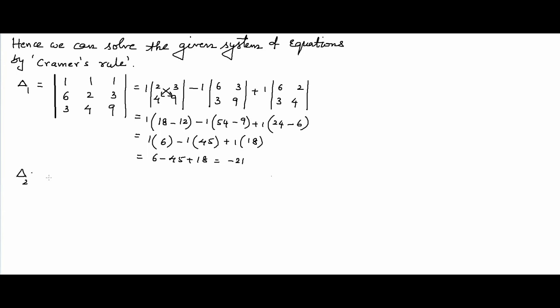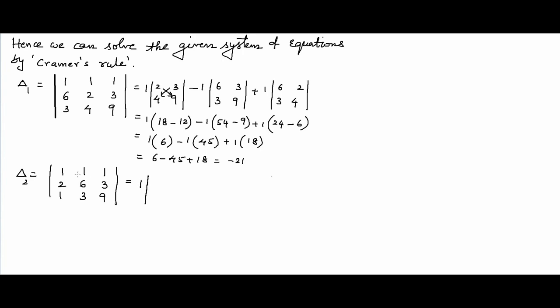Similarly, you need to find the determinant delta 2. For delta 2, in your matrix A, you replace the second column with the constants. The other two columns will be the same as they are in your matrix A. So the second column is replaced with the constants, and the other two columns are the same as in matrix A. So again let us expand.